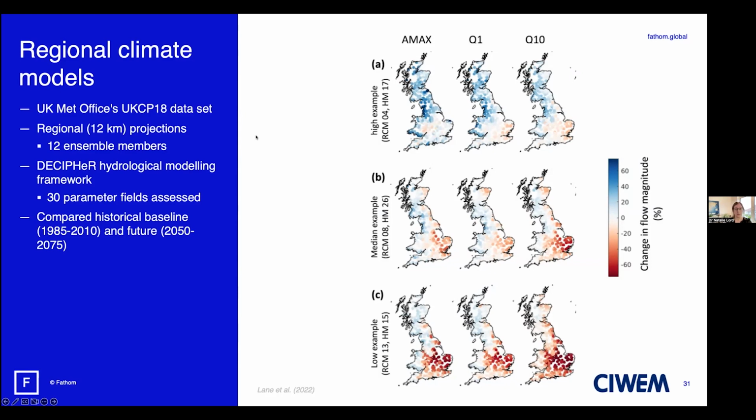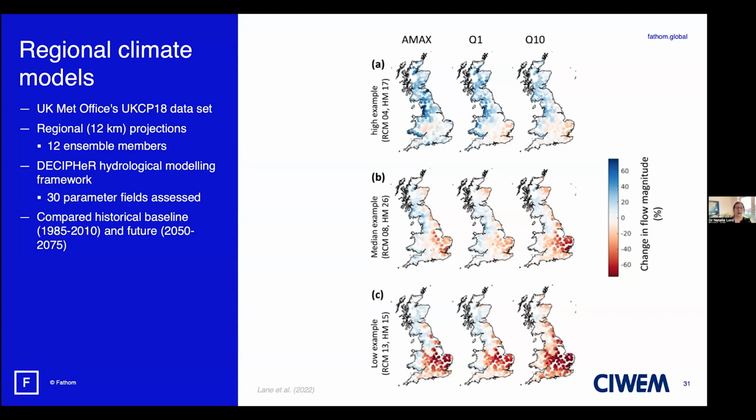In this paper, they used an ensemble of 12 regional climate model simulations with perturbed physics. So that means that each of the regional climate models was run with a slightly different set of physical parameters in order to assess climate model uncertainty. The bias-corrected climate data was then used directly as input to the Decipher hydrological modelling framework across more than 300 catchments across Great Britain to produce flow projections for a historical baseline period of 1985 to 2010, and then a future time period of 2050 to 2075.